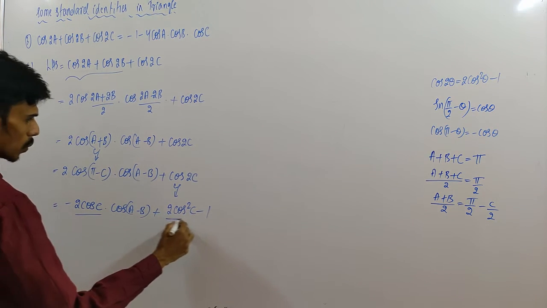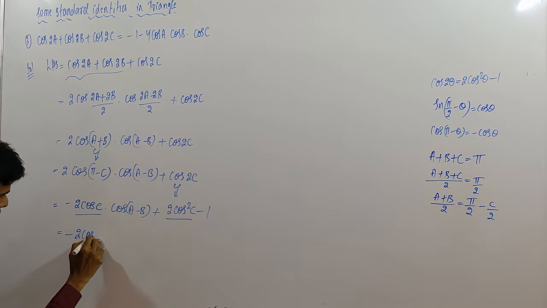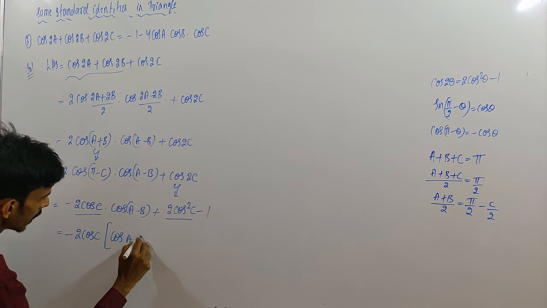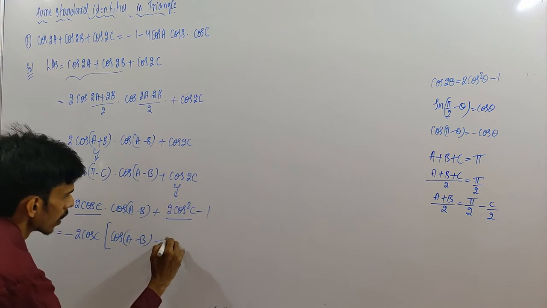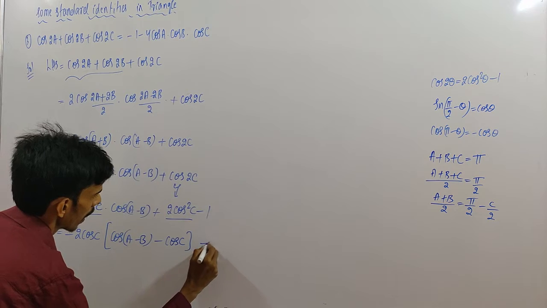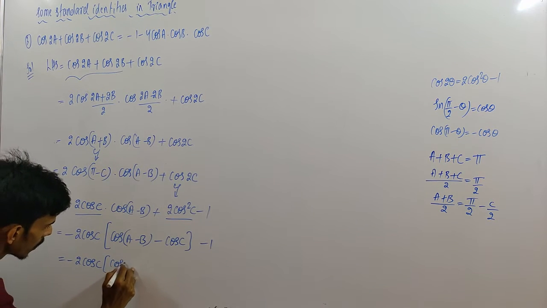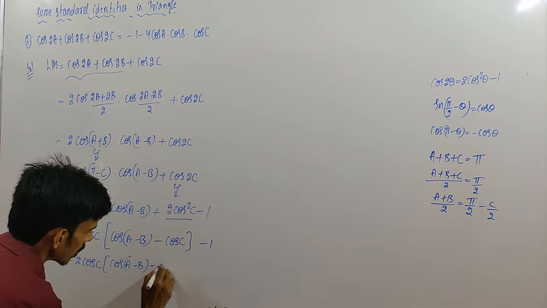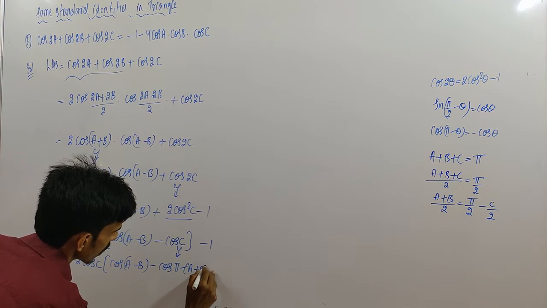Now we have 2 cos C in both terms, so take 2 cos C common. It will become -2 cos C common, with cos(A-B). Minus is taken common, so we have minus cos C here, and the minus 1 as it is. Now this will become -2 cos C [cos(A-B) - cos C] - 1. Here we want a relation in A and B, so change this C to pi minus (A+B).